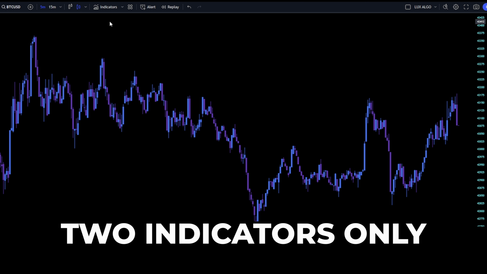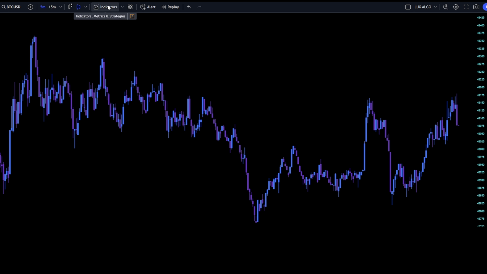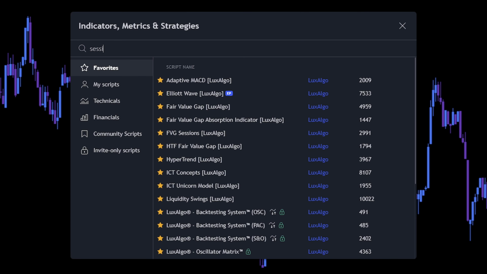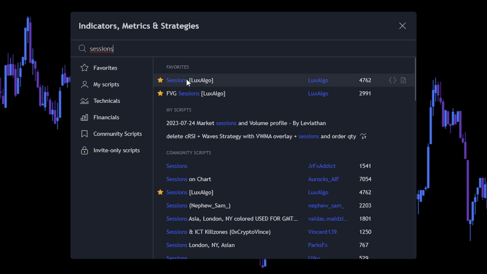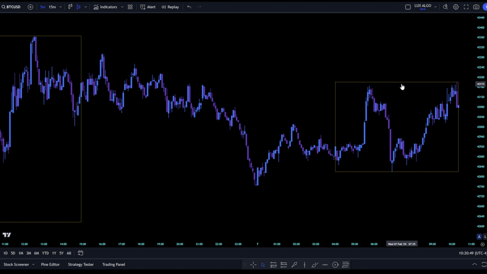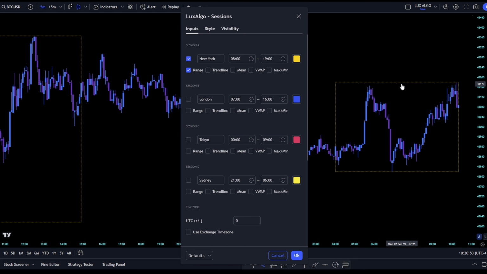The strategy includes 2 indicators only. In order to add the first one, click on the Indicators tab and search for LuxAlgo sessions and click this one to add it to your chart. Now let's customize this indicator by clicking the settings. For this strategy, we only want to use session A, so make sure to disable everything except for the first session and the range option.